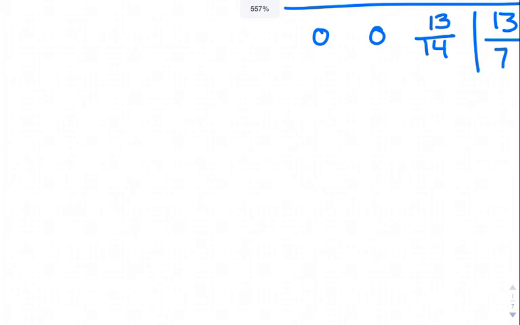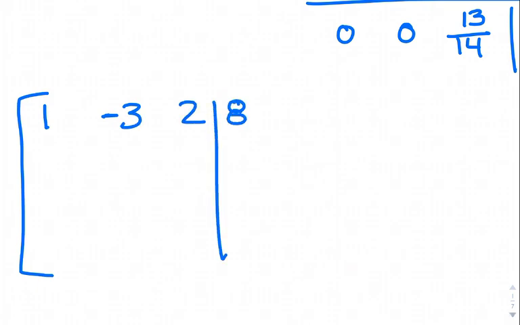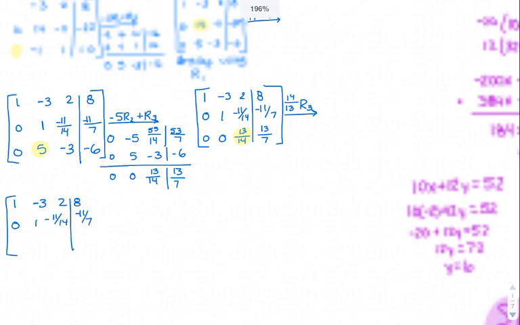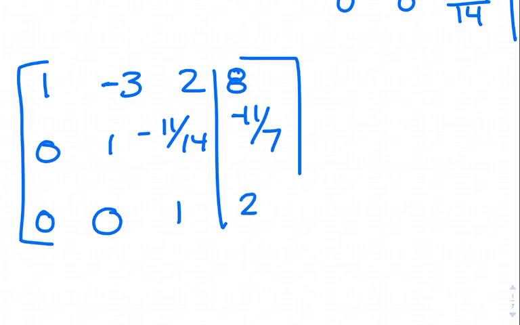So I'm going to rewrite my matrix. Rows 1 and 2 stay the same. And row 3 is going to become 0 times 14 over 13 is 0. 0 times 14 over 13 is 0. 13 over 14 times 14 over 13 is 1. And then 13 over 7 times 14 over 13 is 2. So at this point, now I can figure out what x, y, and z are.